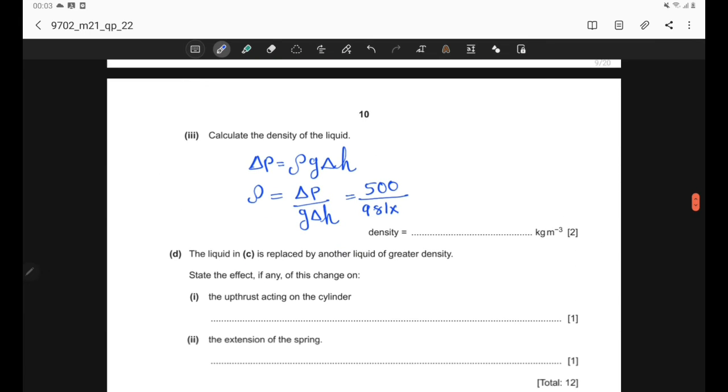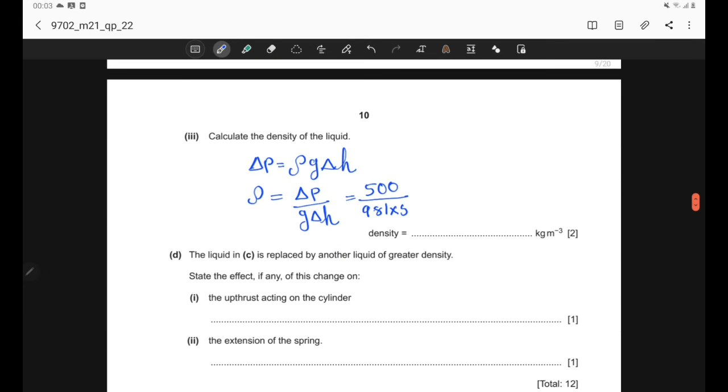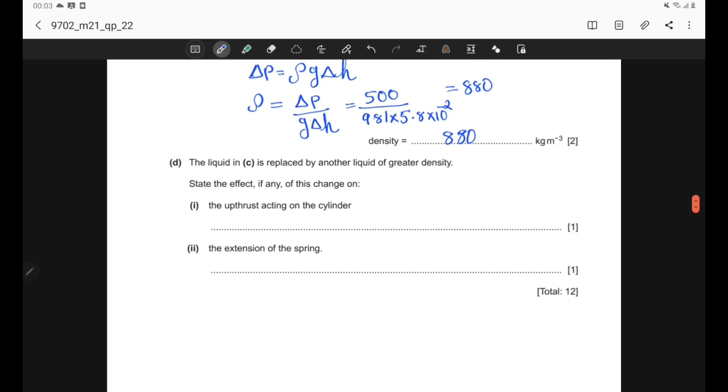So we can substitute here. Delta H is 5.8 centimeter, that is 5.8 times 10 to the power minus 2. Answer is 880. So the density of this liquid is 880. The unit is already given in the question.